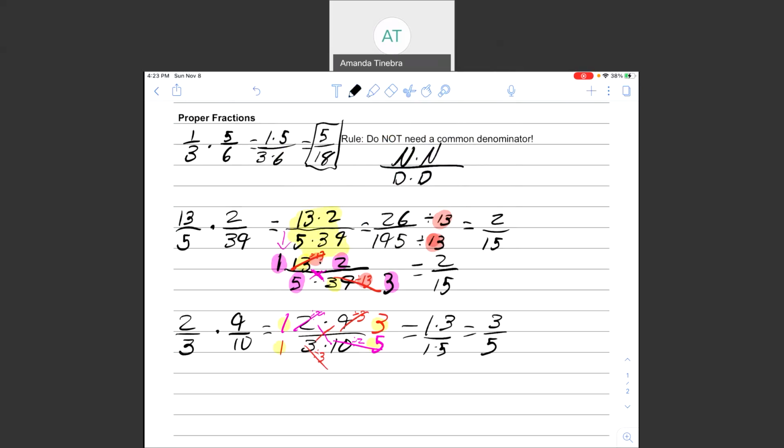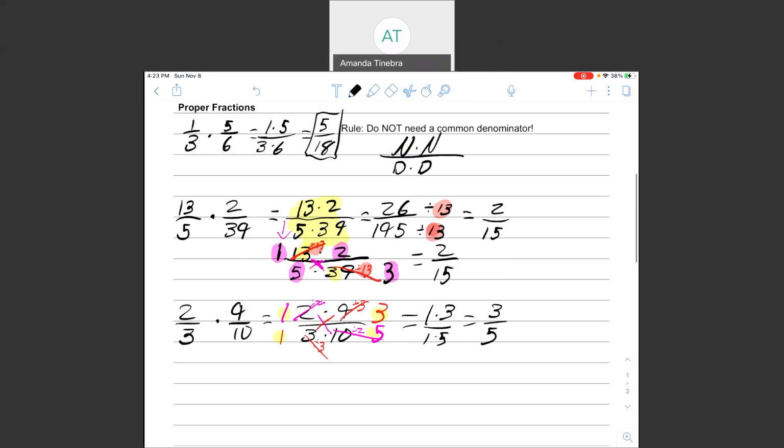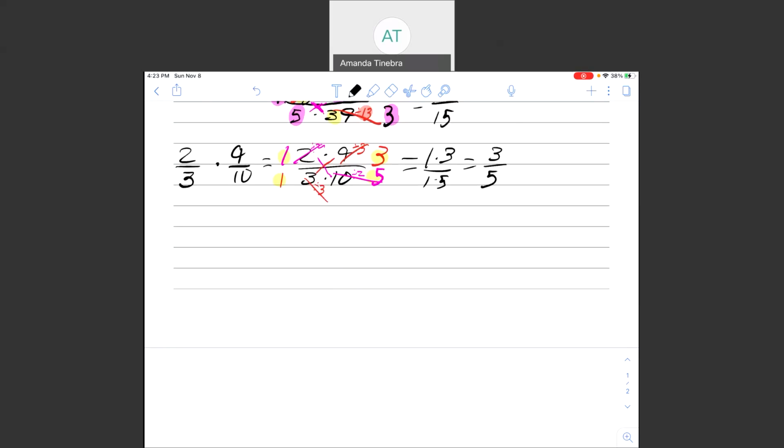I'm going to do one more, and this time I would like you to see if you can try to solve it on your own first, and then watch the video after and see if you were able to get the right answer. This time we're going to do 18 over 21 times 7 over 9. Pause the video here, see if you can solve it on your own first. Okay?